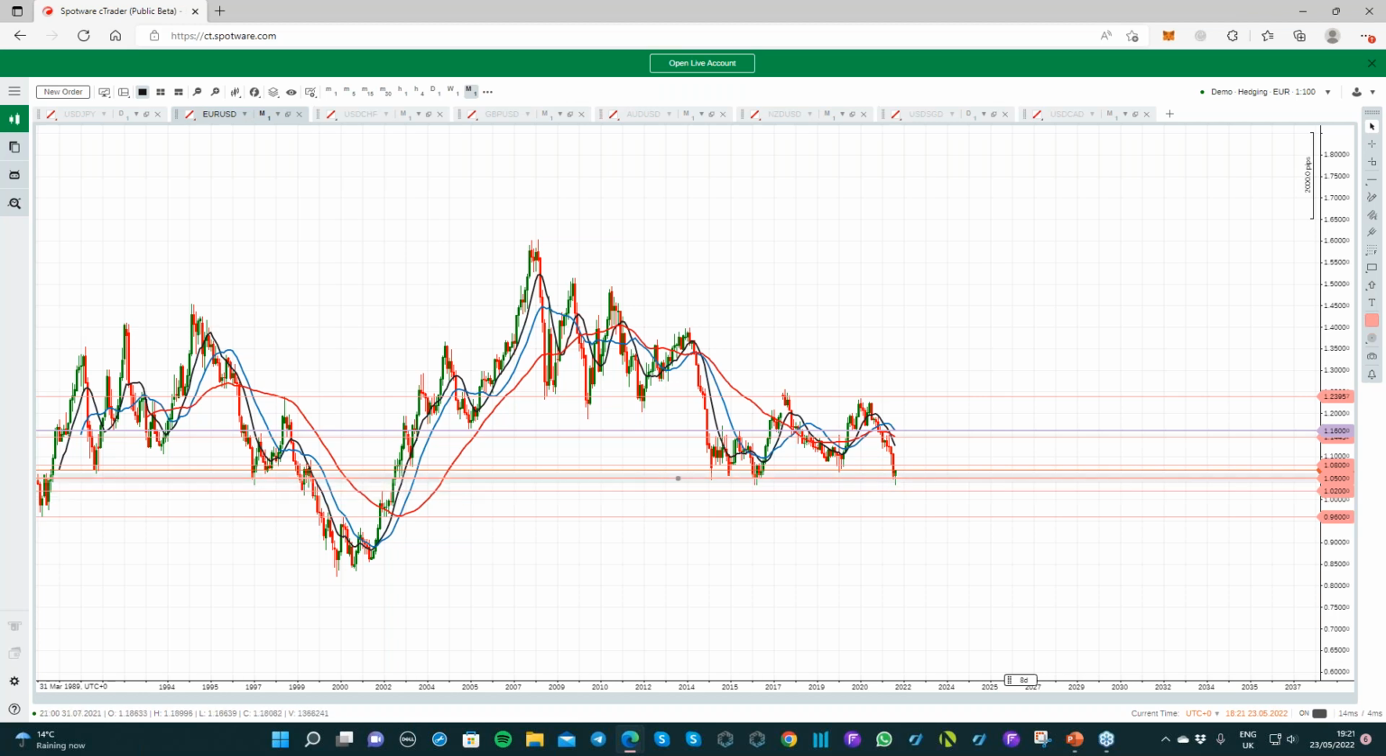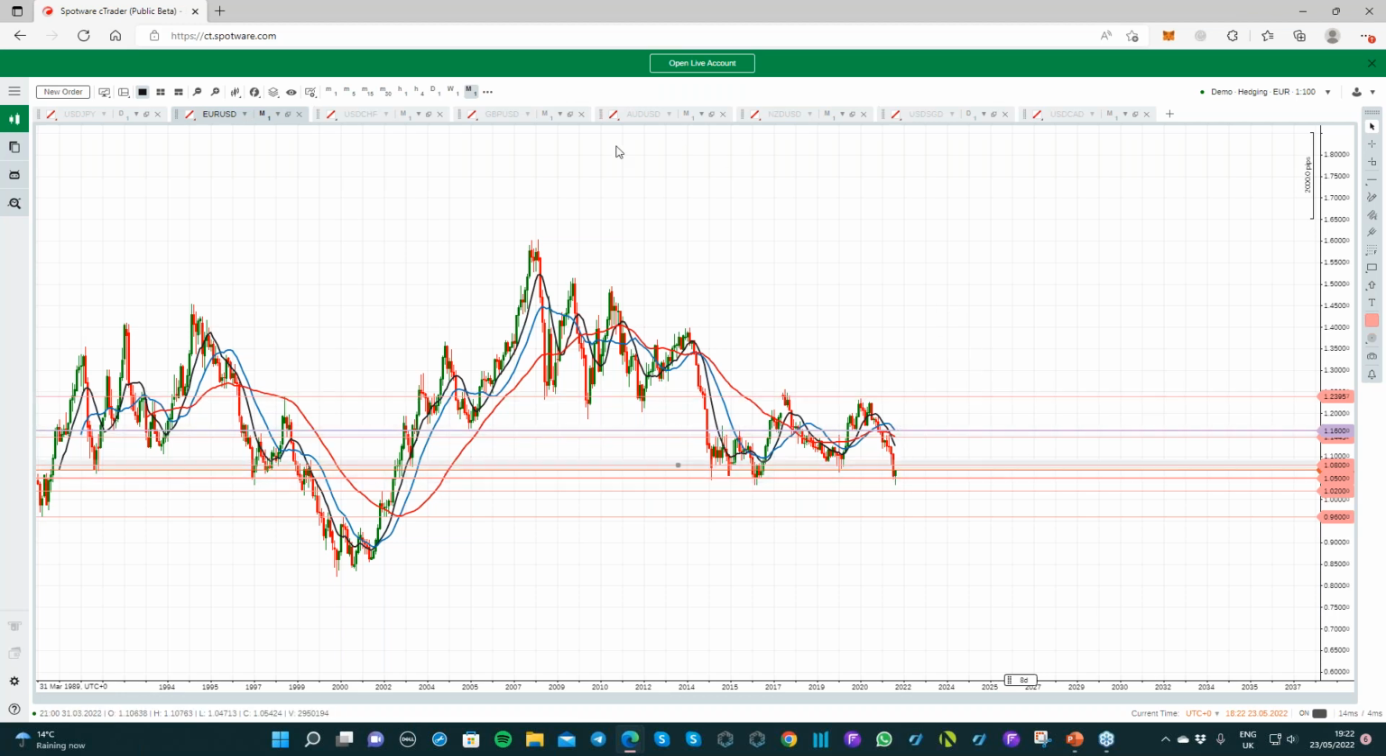So that is my next important level below price. I also need to know what is above price. On the monthly time frame, it's this level here at around 1.16. This is a level that has been support in the past and resistance in the past.